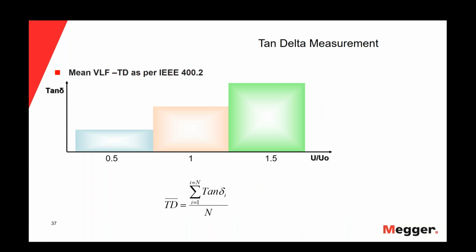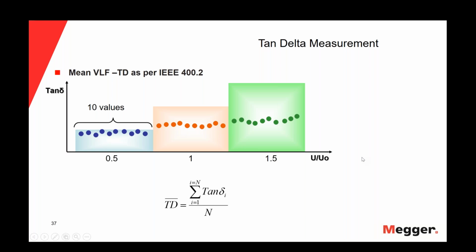Now, talking about the different parameters that we will measure with the tan delta test, the first one is, of course, the mean value of the tan delta. The mean value of the tan delta is all the individual values of the tan delta for each voltage step added together and divided by the total number of measurements. In this case, that number is 30, because we have 10, 10, and 10. As you can see in this equation, it is the summation of all the individual values divided by the number of measurements.